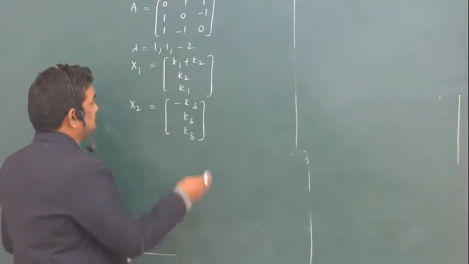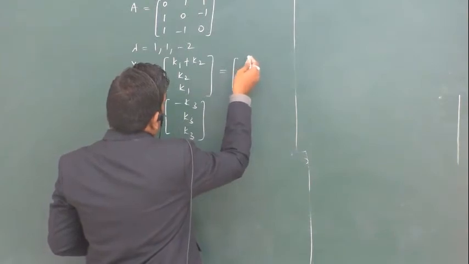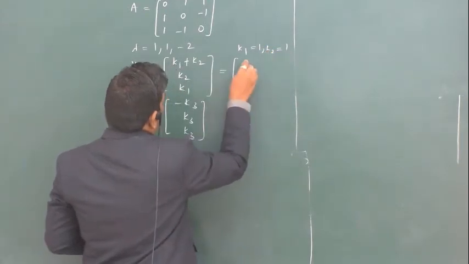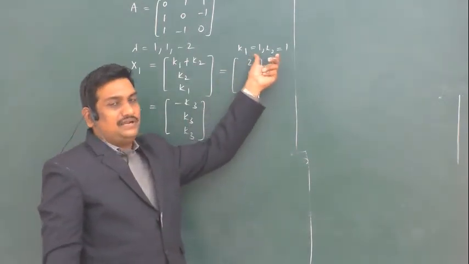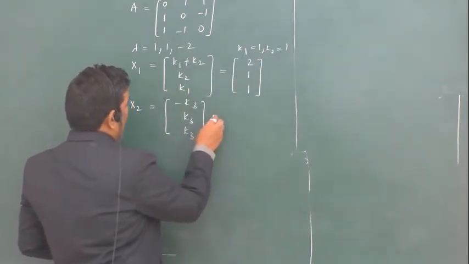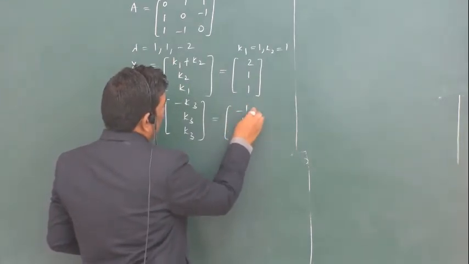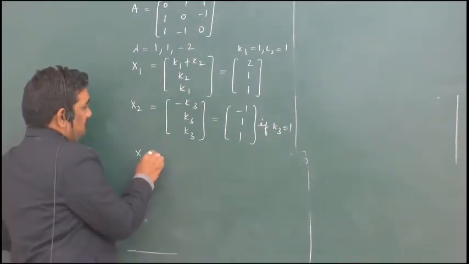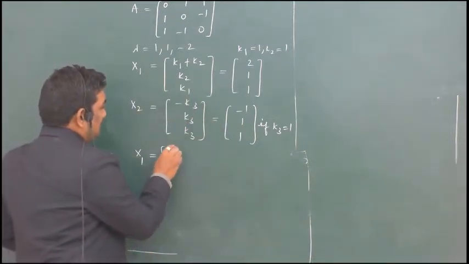So now let us consider k1 as 1 and k2 as 1. Now it will be 2 1 1. You can take any other numbers so that the eigenvector is not a null matrix. Let us take k3 also as 1. It is minus 1 1 1. Now x1, the eigenvector corresponding to 1, is 2 1 1.